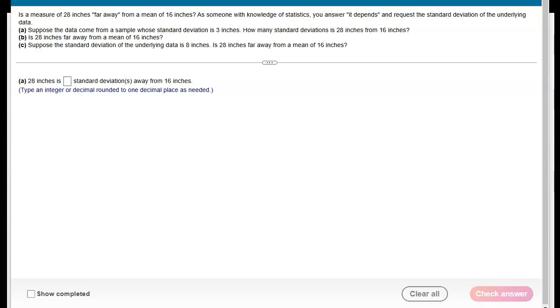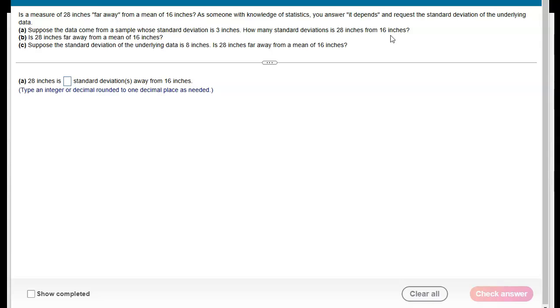In this video, we're going to use standard deviation as a measure of spread or dispersion. So take a moment to pause the video to read the full problem statement. Notice that we're given the mean, and to begin with, we're given that the standard deviation is 3. So the mean was 16, and the standard deviation is 3. And then we're asked how many standard deviations is 28 from 16.